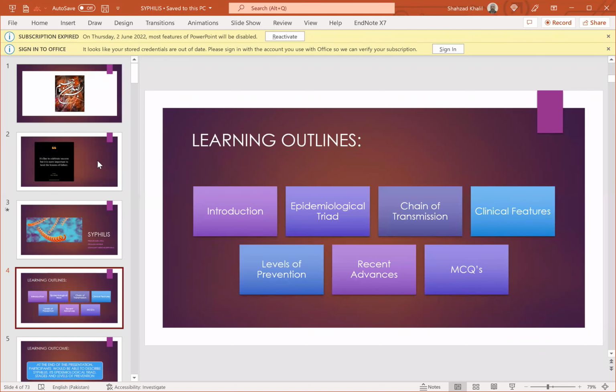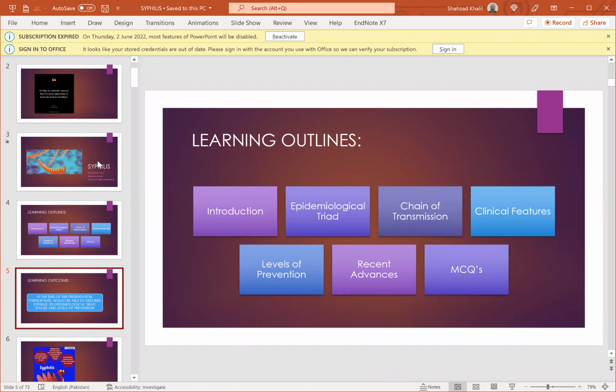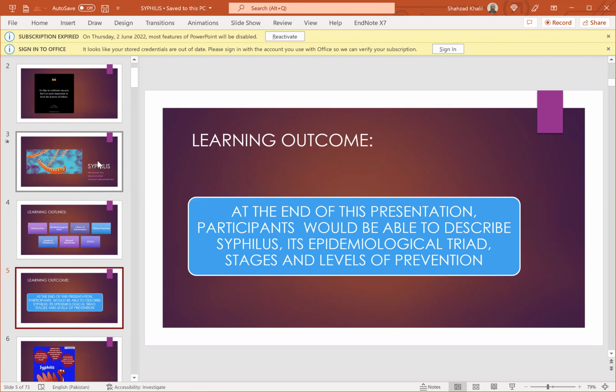Learning outlines include the introduction, epidemiological triad, chain of transmission, clinical features, levels of prevention, recent advances, and multiple choice questions. Learning outcome: at the end of this presentation, participants would be able to describe syphilis, its epidemiological triad, stages, and levels of prevention.